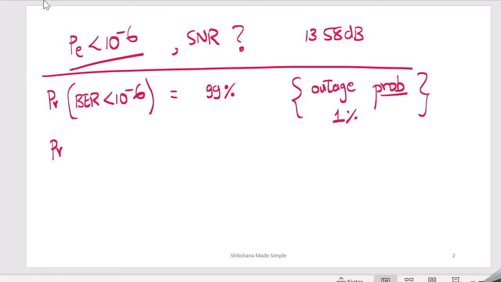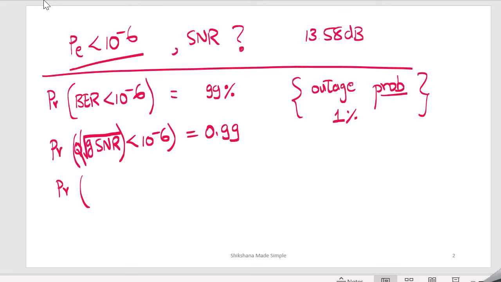So probability, this is actually Q of square root of g into SNR less than 10 to the power of minus 6. So this is 0.99, right? Actually, this BER is nothing but your Q function of square root of this value, right? So if you solve for the Q function over here, you will actually get g into SNR greater than 22.5. I have directly taken this, but you can verify this by going through the Q tables.